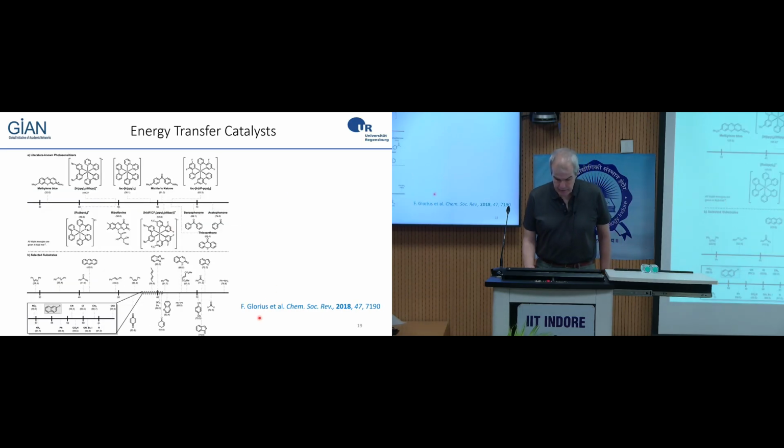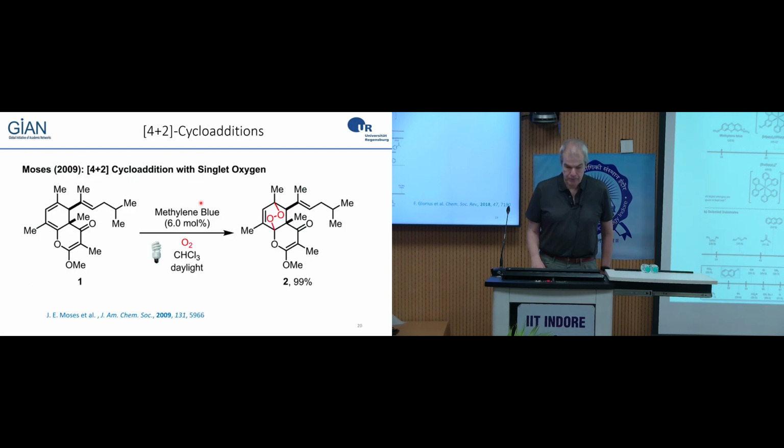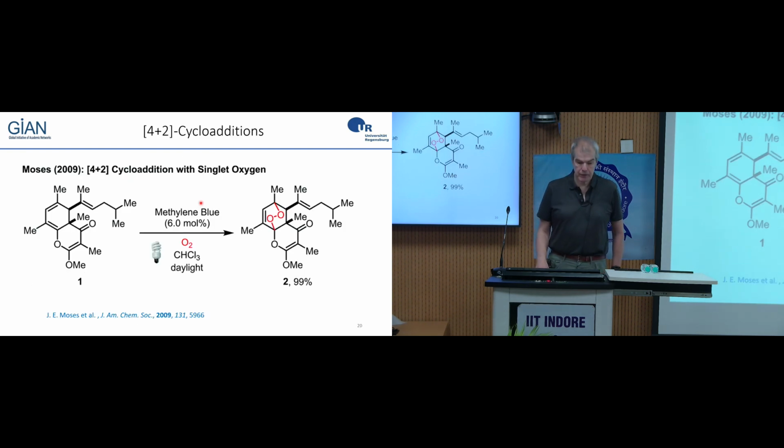And so again, in this review from Frank Glorius, very nicely, he lists a lot of these triplet energies from a lot of the photocatalysts, and then he also shows substrate classes, quite a bit of them. And you can simply check, okay, I have a triplet energy in this substrate of 70 kcal, and so therefore I need to go to a catalyst which is close by or ideally identical in order to do this. So again, this makes this type of chemistry very, very predictive.